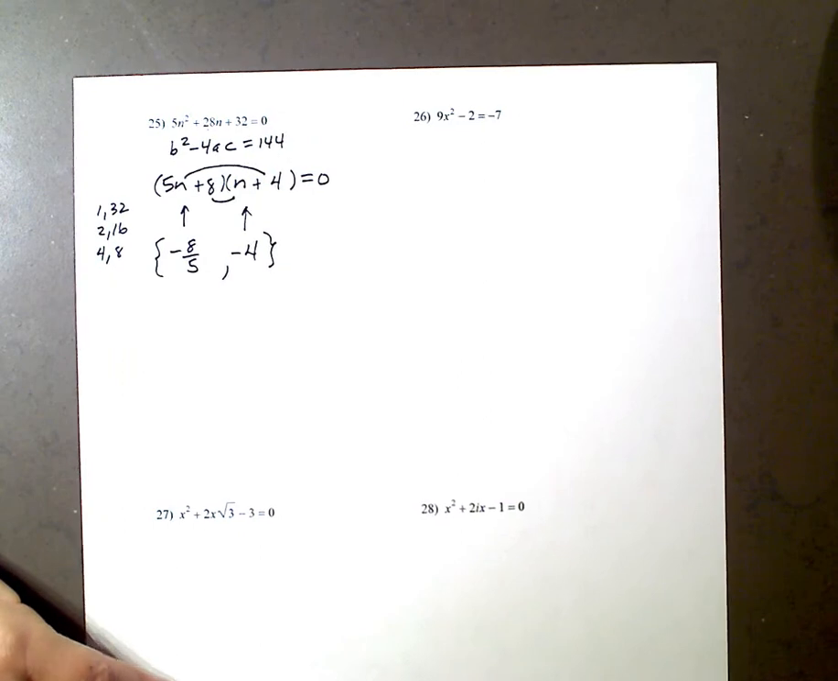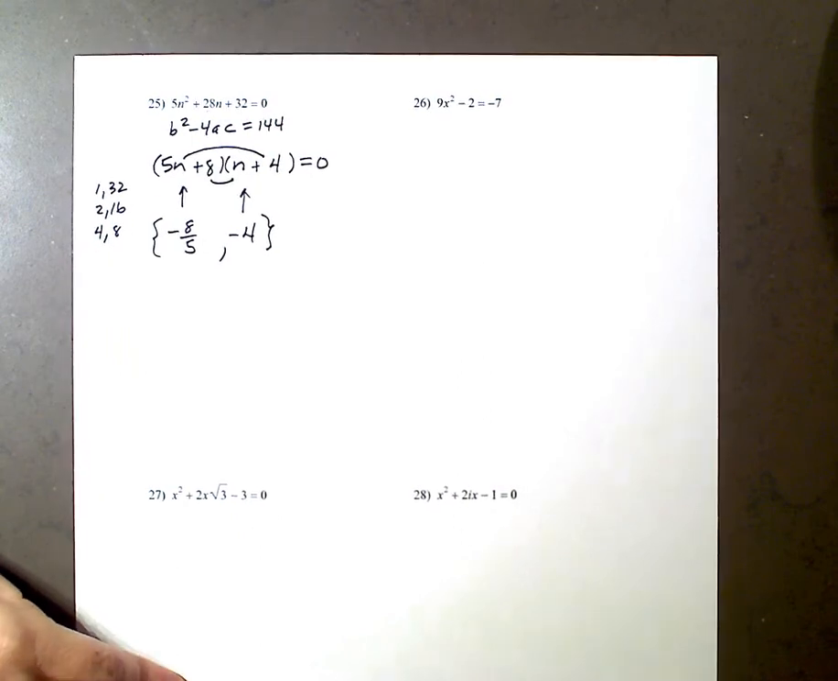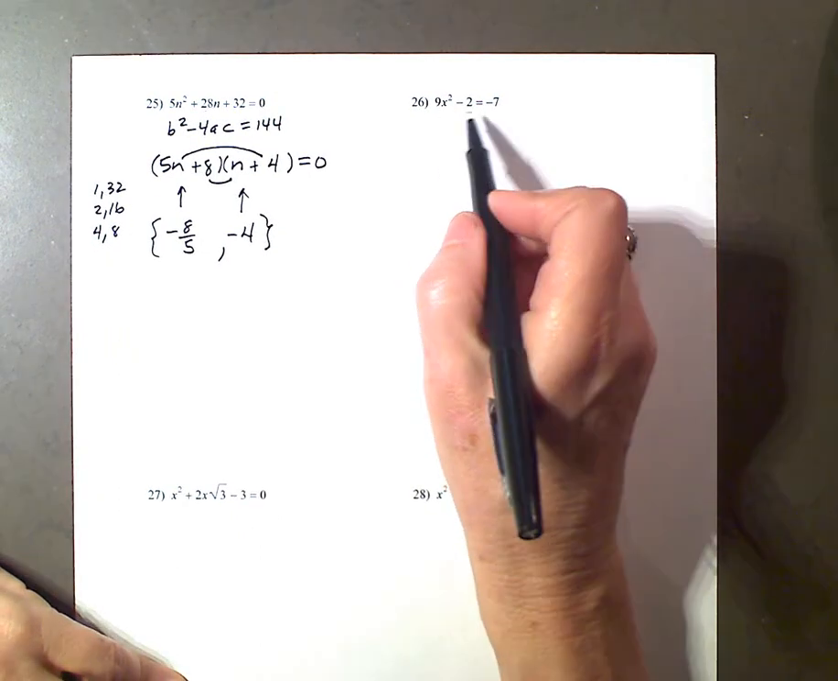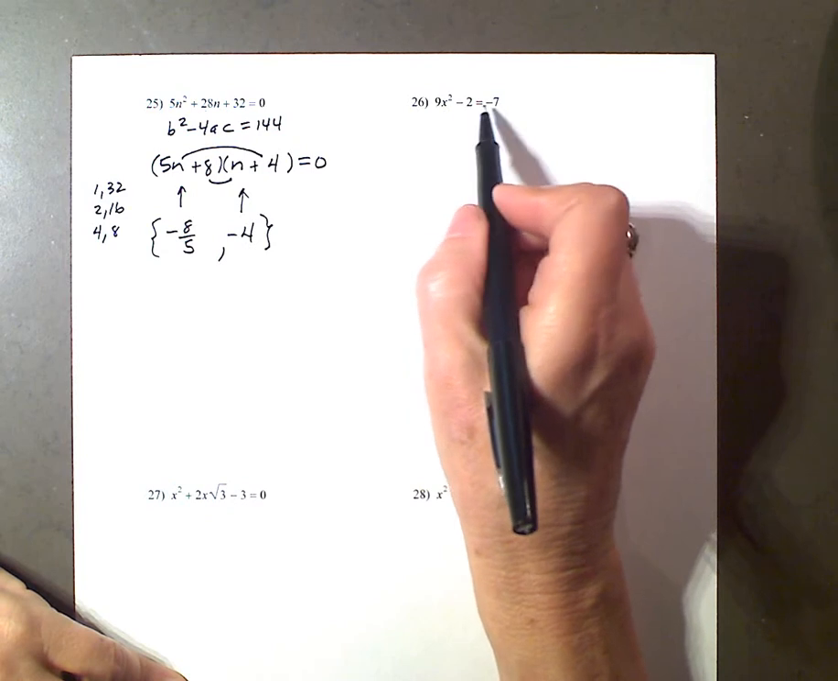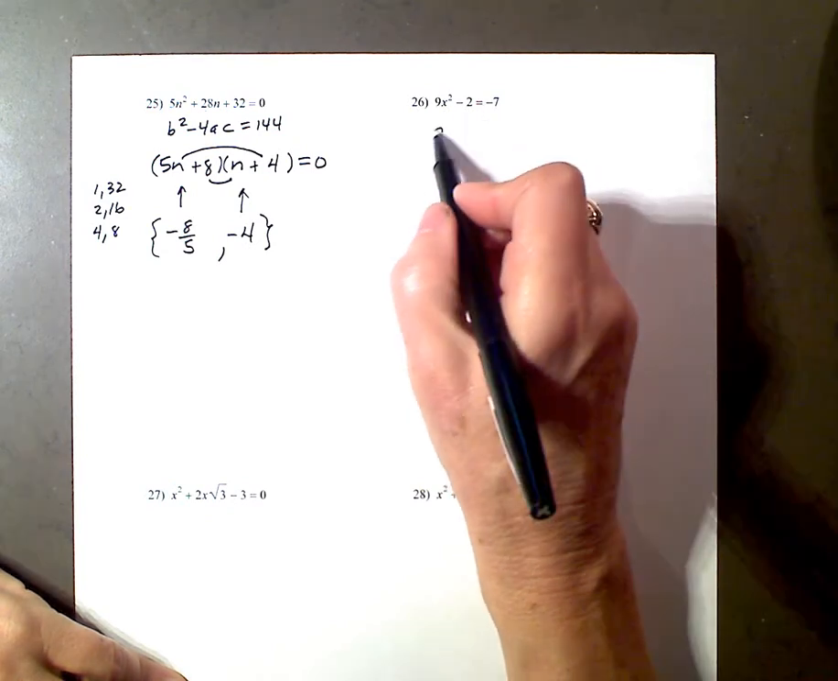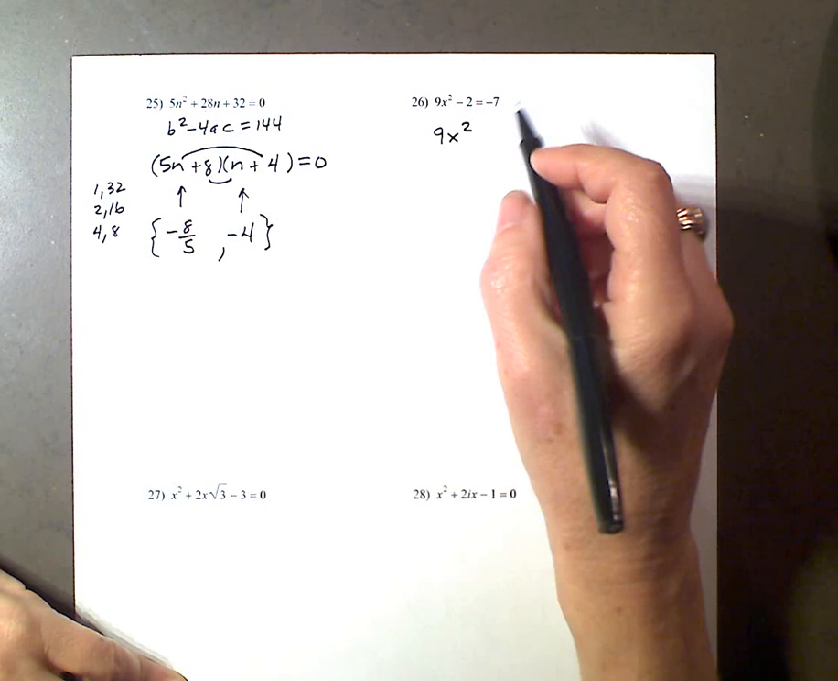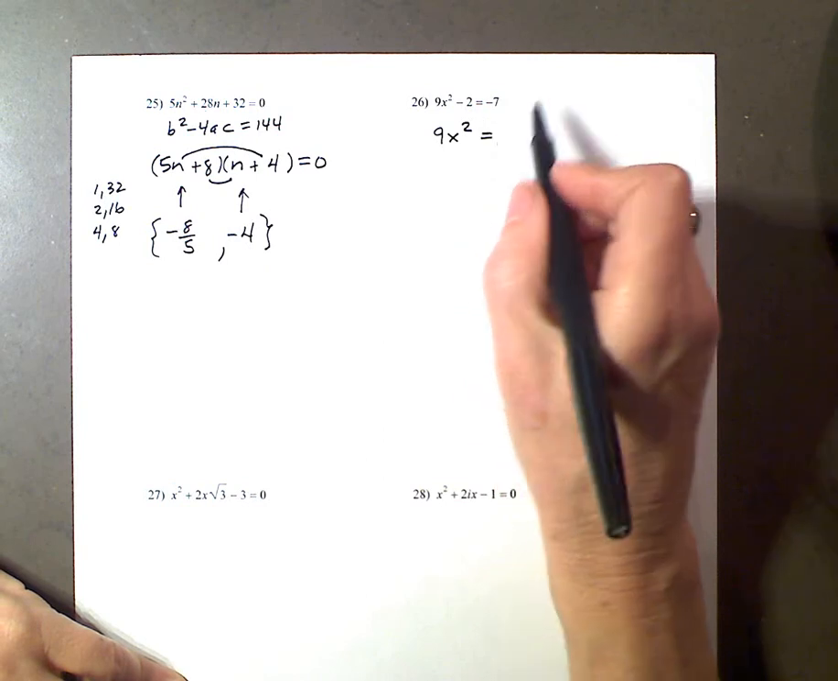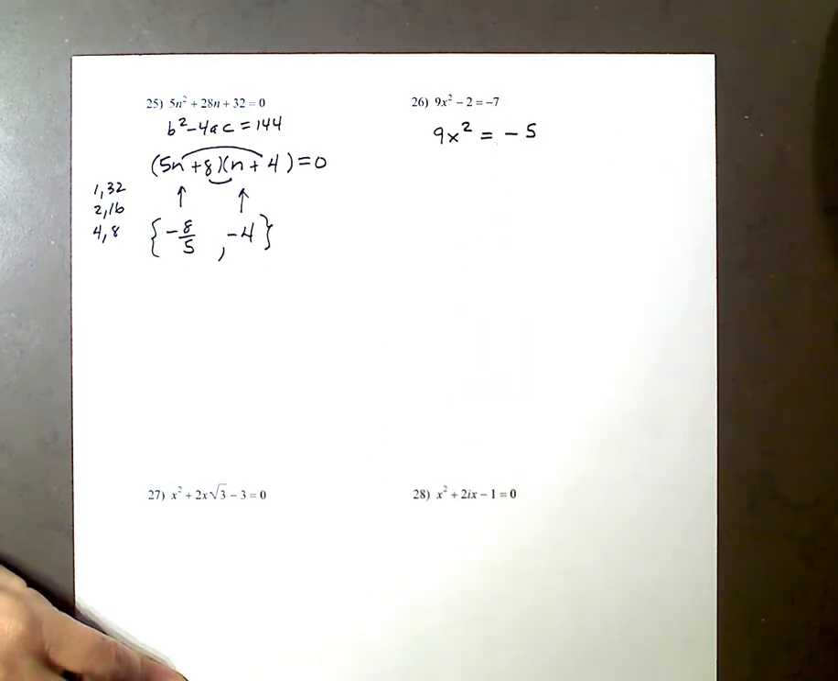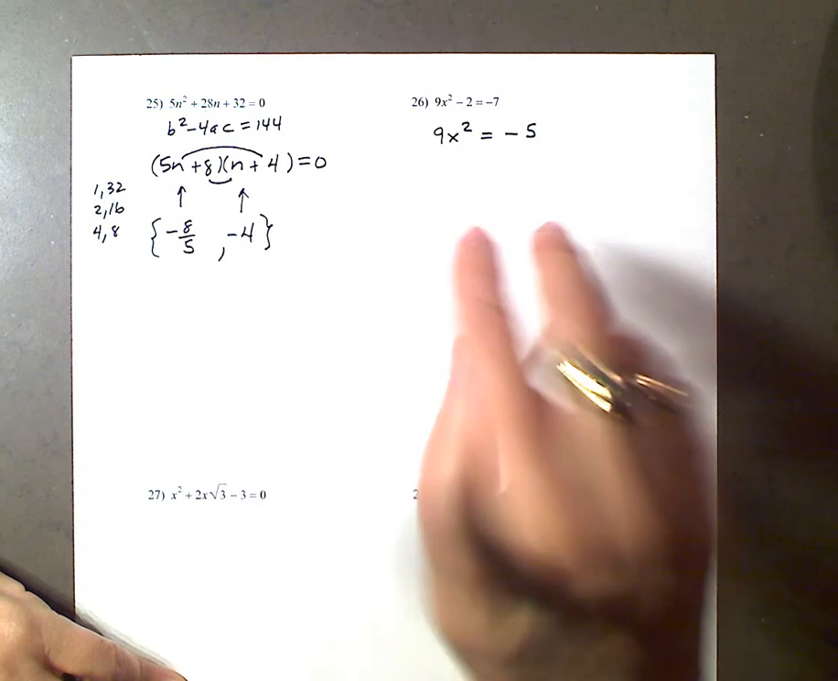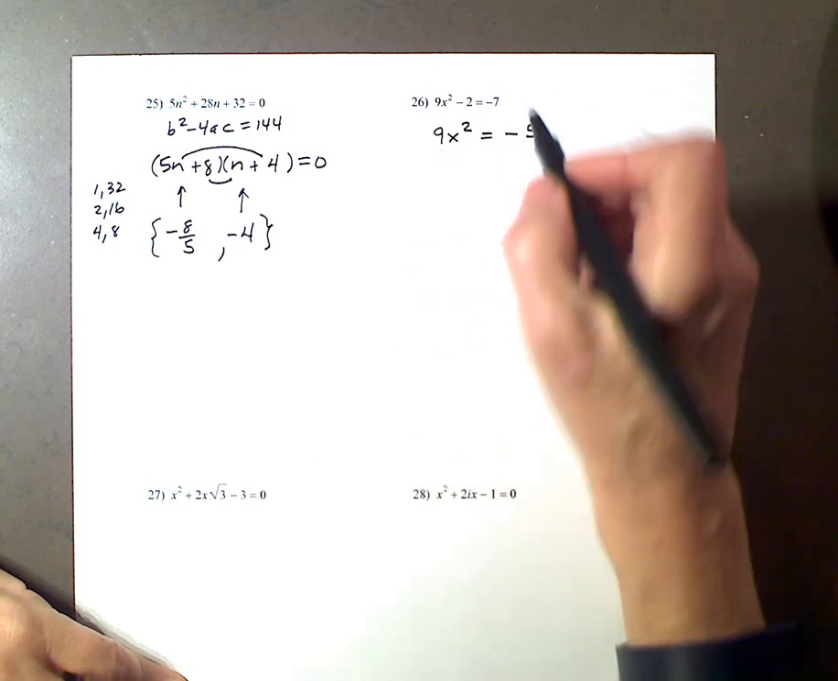Okay, number 26 is easy because this one just has a squared term and numbers. There's no x term. There's no linear x. So I'm just going to add 2 to both sides. So plus 2 is a negative 5. And then isolate the x squared so I can take the square root of both sides. This is the square root method.